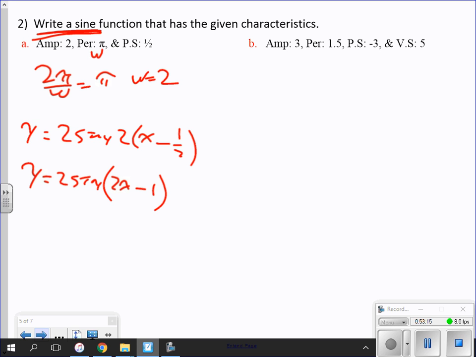Where you set it as 2 pi over W equals pi, that's what it says. So in this case, it tells me my period is 1.5. I do want to make it fractional for this part here. 1.5 is 3 over 2, which is equal to 2 pi over W, and we need to solve for W. For this one, I would cross multiply, and you get 3W equals 4 pi. So W equals 4 pi over 3.